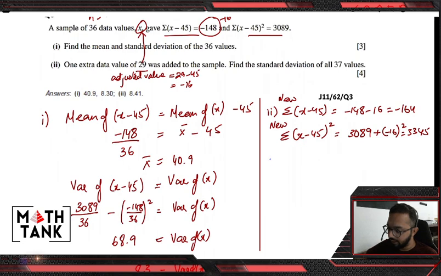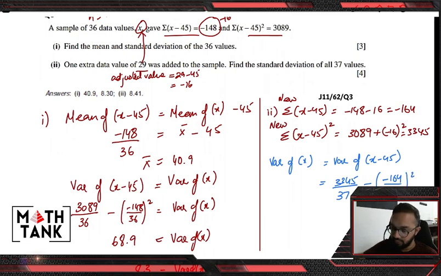So then I can say that if I want to calculate the variance of x, it's basically the same as the variance of x minus 45. So then this becomes 3345. I have a new data value, so that's 37 data values, and minus 164 over 37 squared. So 3345 divided by 37 minus 70.76, 8.41.